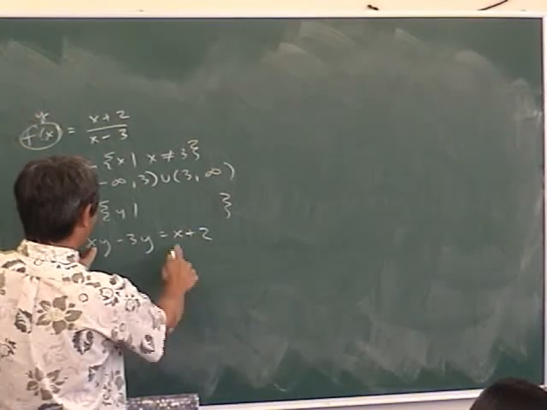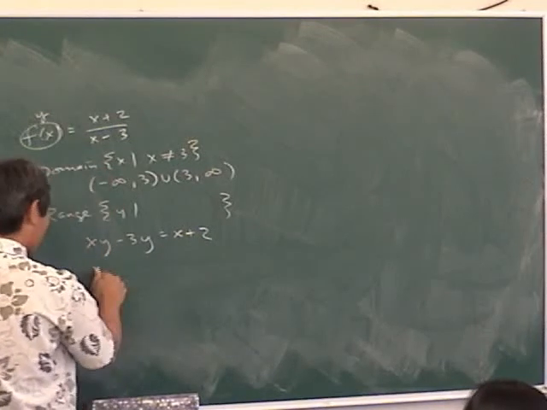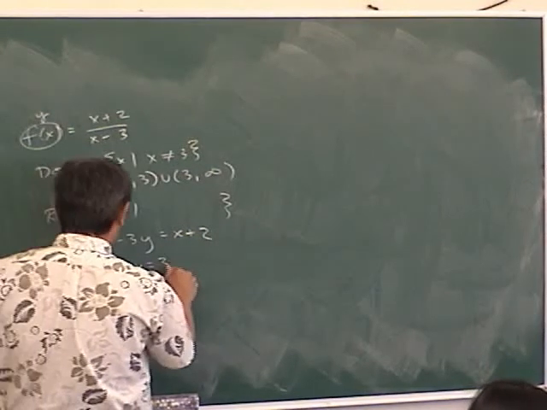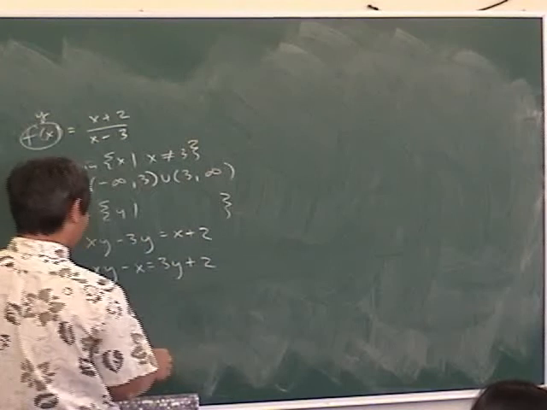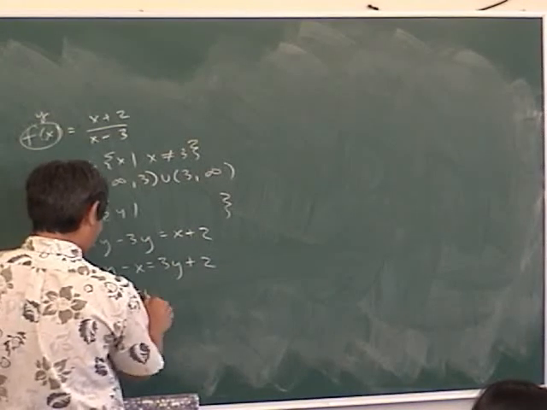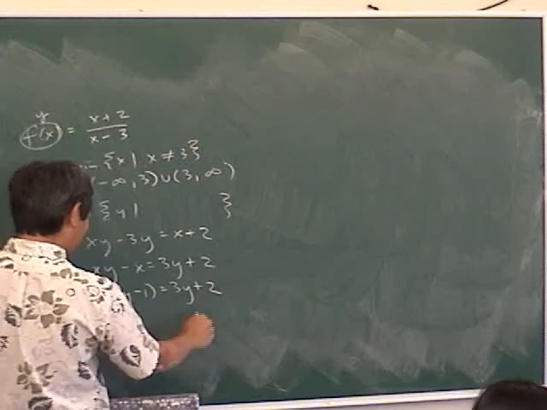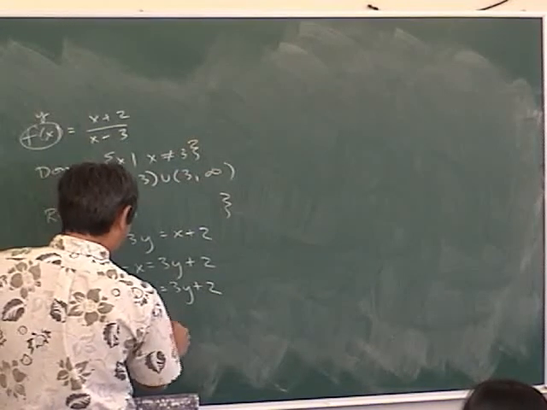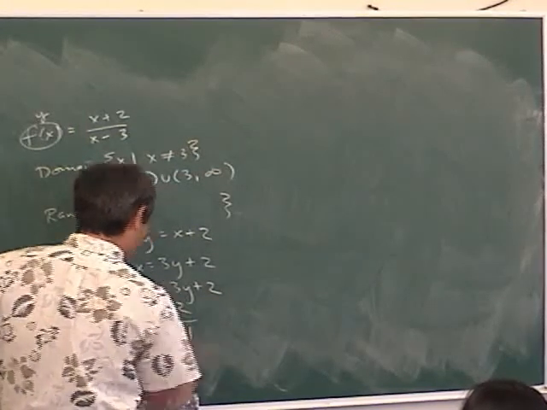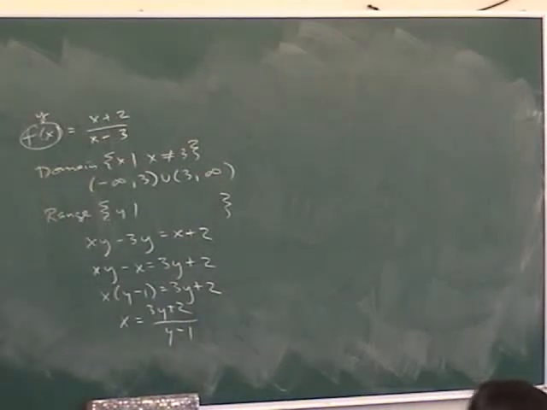Oh, well, Mr. Park, there are two terms of x. So you bring all the x's on one side. This is just algebra 1, man. Factor out the x. And then divide it. So you get (3y plus 2) over (y minus 1). There, that's how you solve for x.